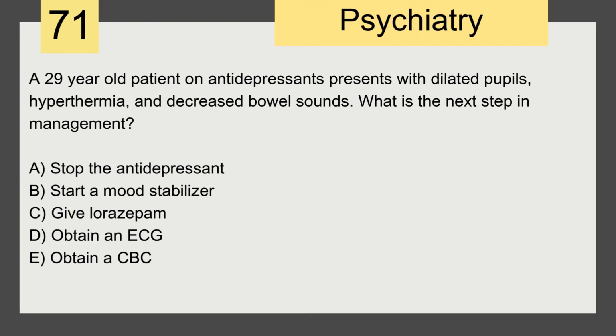Question 71. We have a patient with dilated pupils, hyperthermia, and decreased bowel sounds. We need to get an EKG. This could likely be a TCA toxicity. That's why we see the anticholinergic effects: the dilated pupils, the hyperthermia, also anticholinergic, and decreased bowel sounds. We check the EKG because TCA can cause cardiotoxicity.